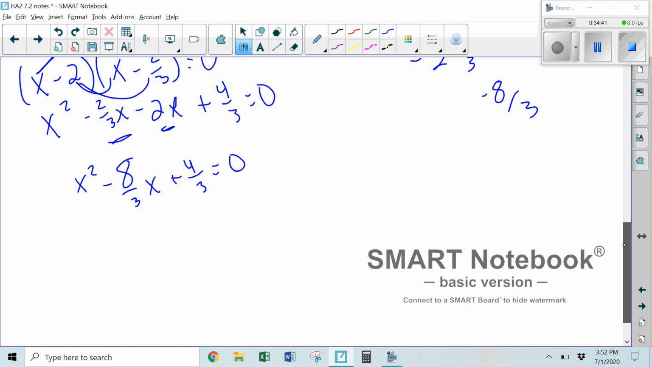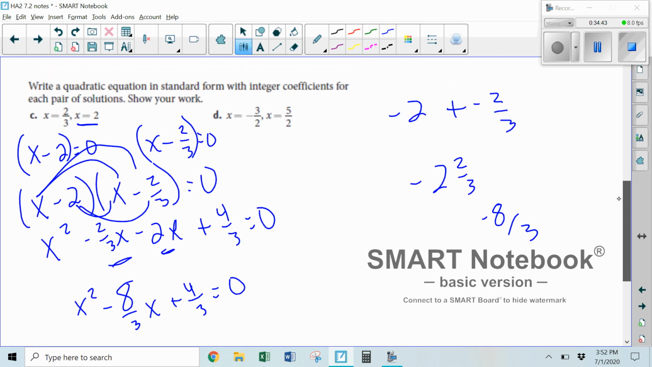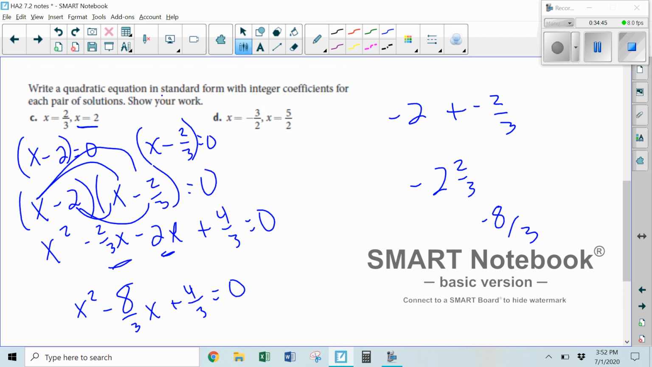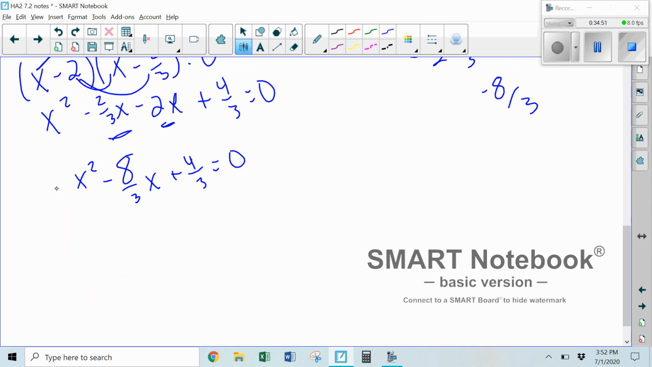Now, some of you will stop here. That will give you a lot of points, but it says standard form, which implies integer coefficients. This coefficient is 1. That's an integer. This 8/3 is not an integer. So we need to get rid of the fractions. That's part of the rules. So let's multiply everything here by 3. We do it to one side, we have to do it to both sides.